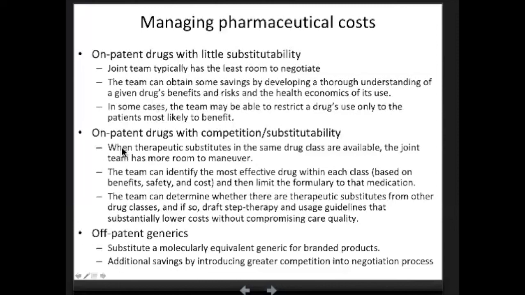The other one where on-patent drugs has competition or can be substituted, in this case, there's room to maneuver, and the team identifies the most effective drug within each class and then limit the formulary to that particular medication. It can also determine where substitutes can be used as against the existing ones, and that can then help in reducing costs through volume leveraging. For off-patent generics, you substitute a molecularly equivalent generic for branded products. And again, it is the area where you can bring in some competition into the negotiation process and thereby gain some savings.